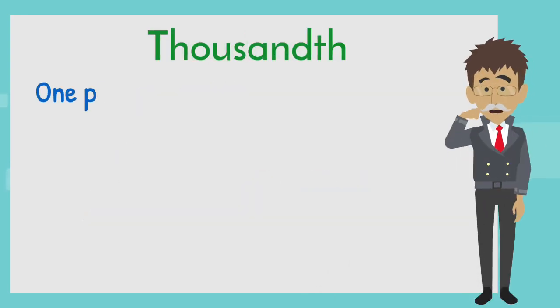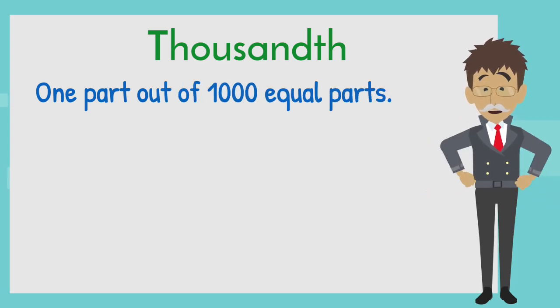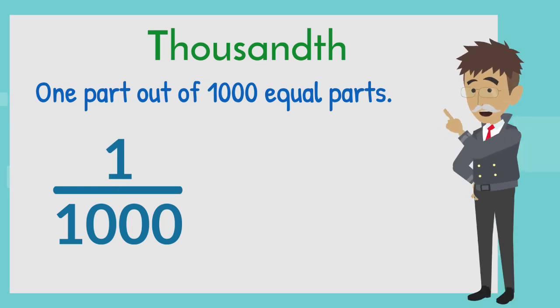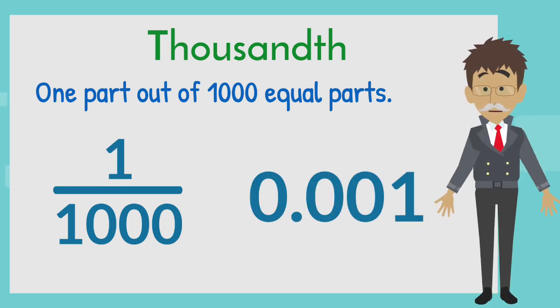Thousandth. One part out of 1000 equal parts. As a fraction, it can be written as 1/1000 and as a decimal as 0.001. The thousandths place is the third digit to the right of the decimal point.